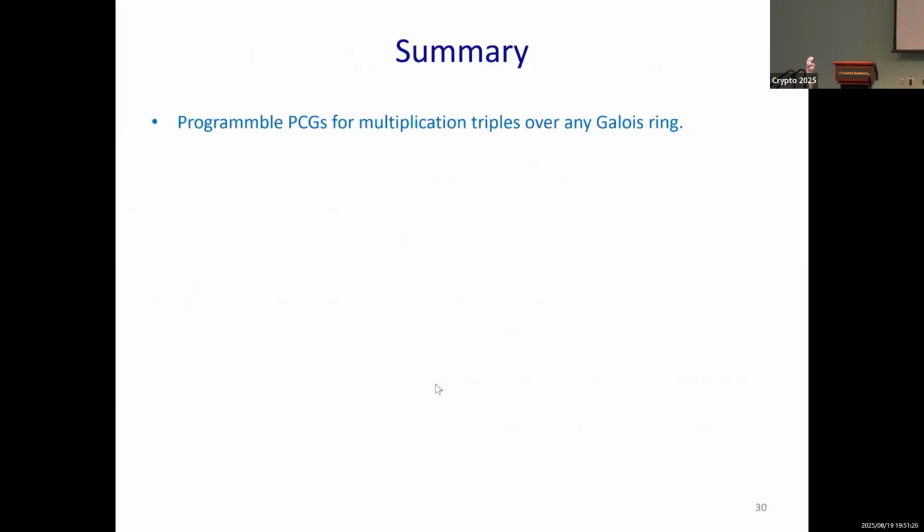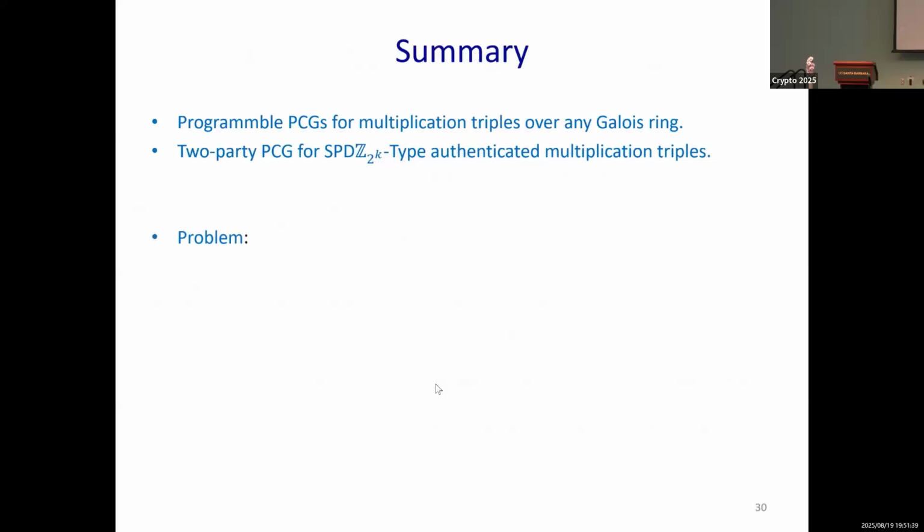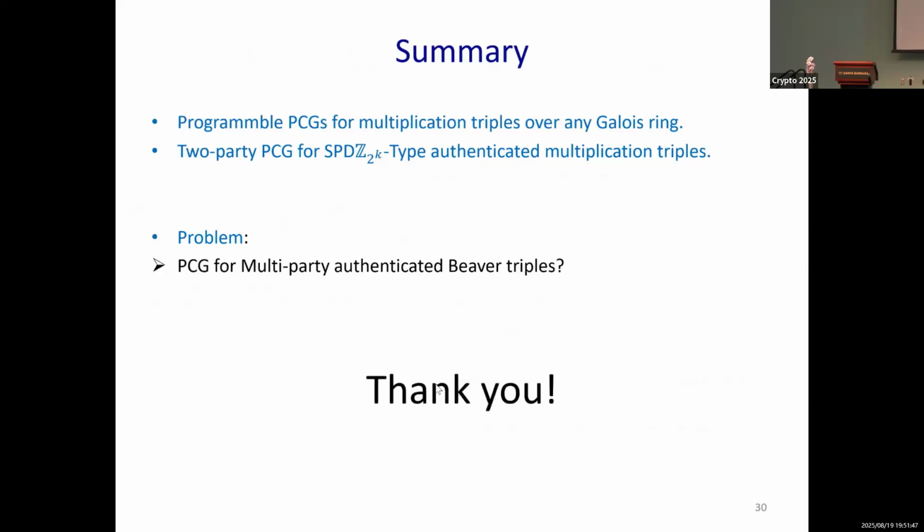In summary, we constructed programmable PCGs for multiplication triples over any Galois ring, and also a two-party PCG for SPDZ_{2^k} type authenticated multiplication triples. The remaining problem is how to construct a PCG for multi-party authenticated multiplication triples. Thank you. That's all of my talk.